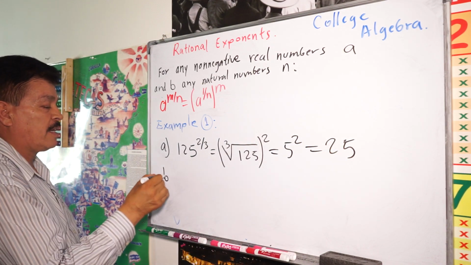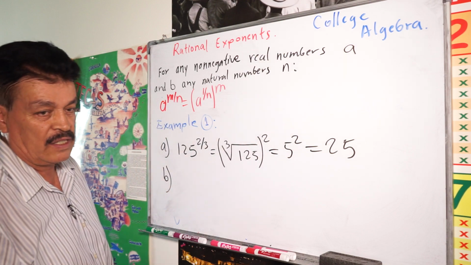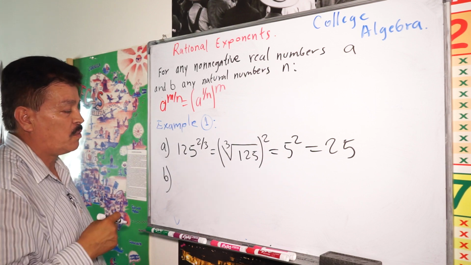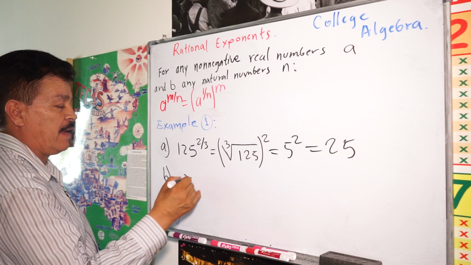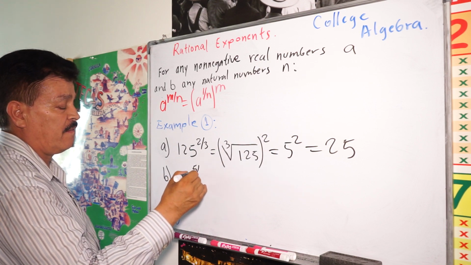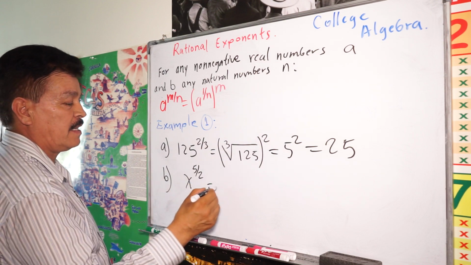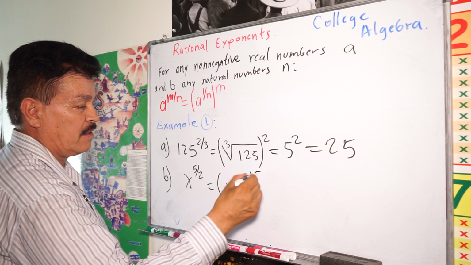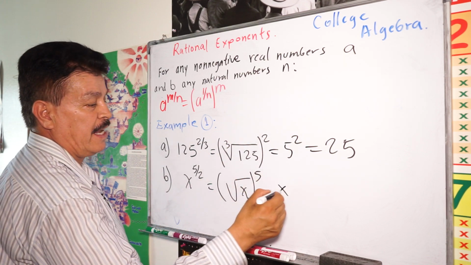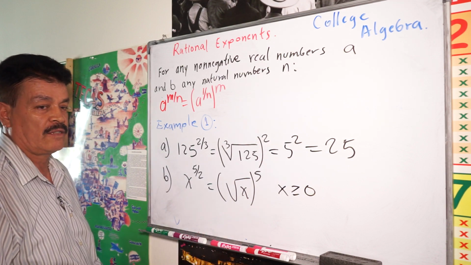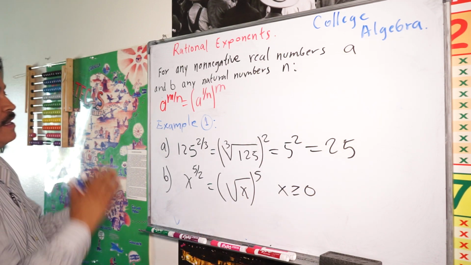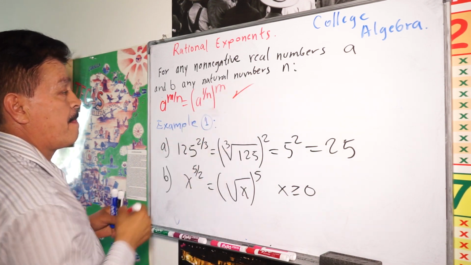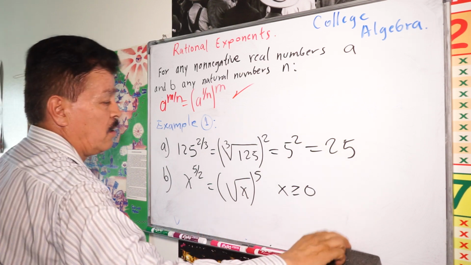We have another example using this power rule, the exponents rule. We have x to the 5/5 power. This equals x to the 5th power, where x is greater than or equal to 0. So that's the answer. These are a couple of problems for this kind of rule, the exponents rule.